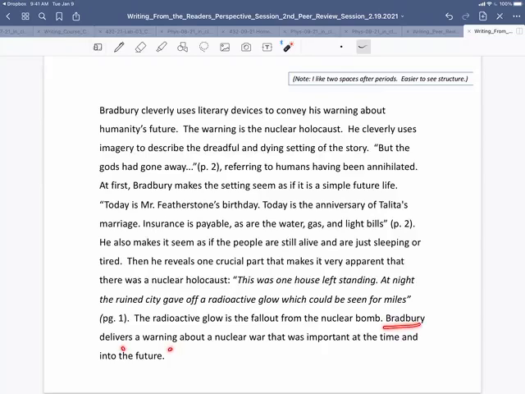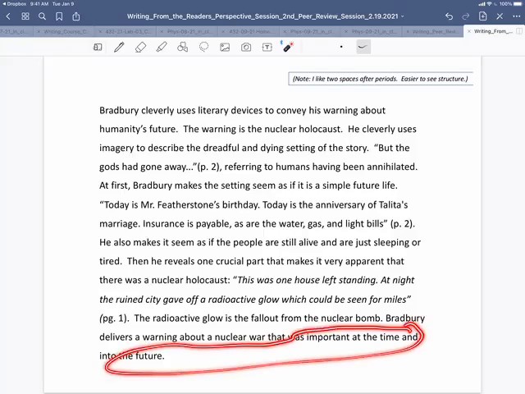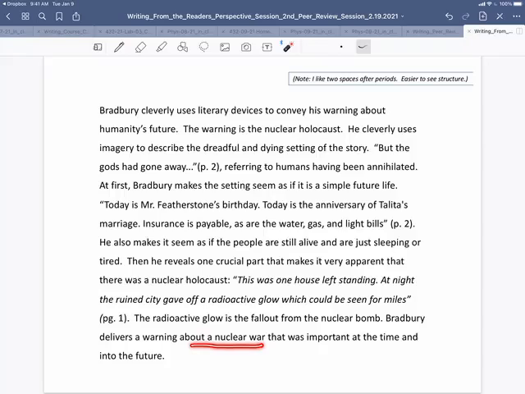Bradbury delivers a warning that was important at the time and into the future about the risks of a nuclear war. So maybe the risks of a nuclear war are something that ought to be in the stress position. So as you're going through these, you first want to have a little time on your own to read through, and then mark up and see what are the stress positions and the Whose stories. That's usually where I go. As I'm going, I think about backward links. They were pretty clear in this paragraph, and so I didn't worry too much about them.